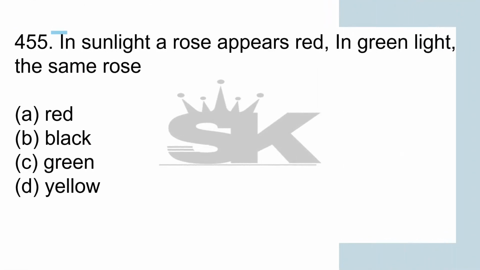In sunlight, a rose appears red. In green light, the same rose appears... So the answer is black. In green light, a red rose will appear black. When a red object is illuminated by green light, it absorbs the green wavelengths, and since no red light is being reflected, the object appears dark or black to the eye.